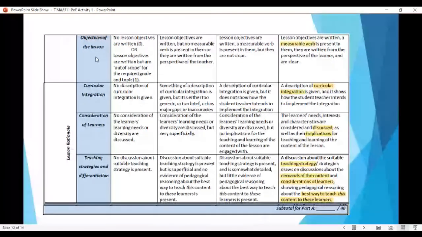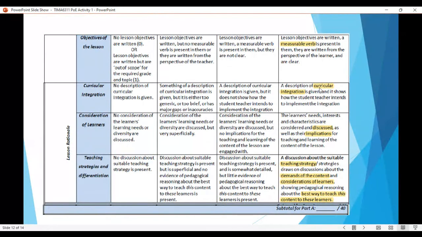Objectives of the lesson, that is section D. Lesson objectives are written and a measurable verb is present in them. They are written from the perspective of the learner and are clear. Please take note of this one. Lesson objectives are written but are out of scope for the required grade and topic, then you get 0 or 1 mark for that.